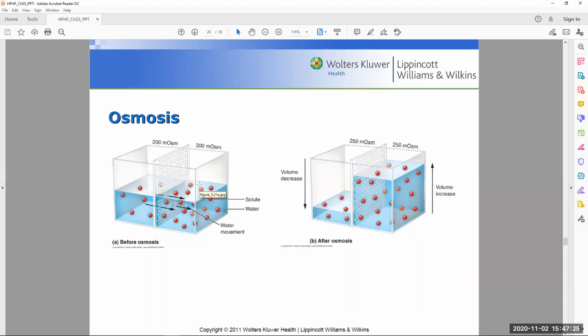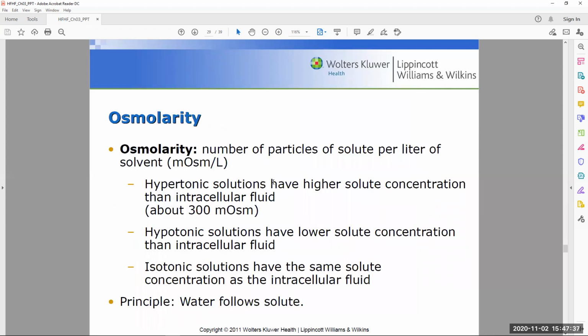All right, so osmosis is a special case involving movement of water from its area of high concentration to its area of low concentration across a semi or selectively permeable membrane. And this is measured by osmolarity. What osmolarity refers to is the number of particles of solute per liter of solvent, right? And this is how it is measured.